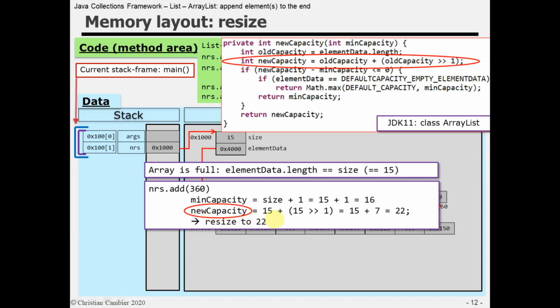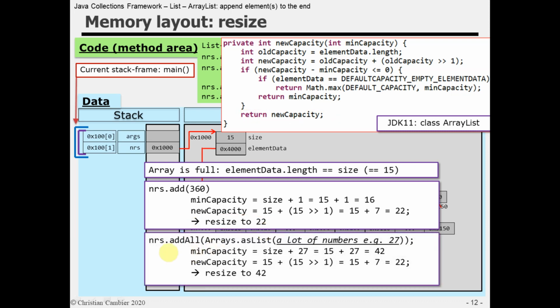So new capacity is 15 plus a 1 bit shift to the right, which basically comes down to a division by 2. Strictly speaking, 15 contains 4 one bits. A 1 bit shift to the right means 1 bit falls off, so to speak, so remaining are 3 one bits, and that is a value of 7. So 15 plus 7 is 22. What is done with these two values? They are compared in the if statement. Basically what it says is, if the minimum capacity that we need is less than what I can give you, then we have enough, and then we return the new capacity value of 22.